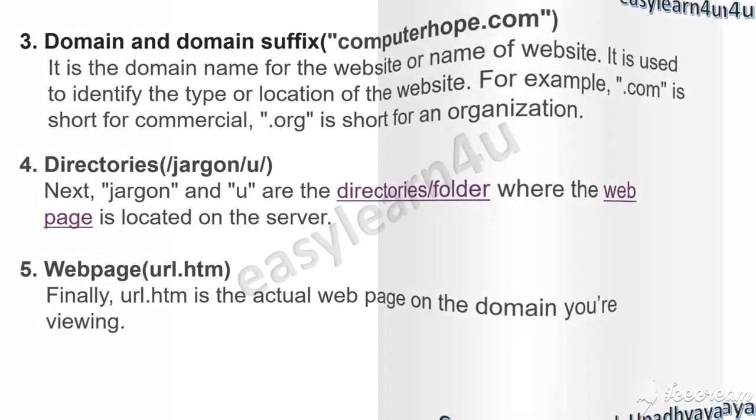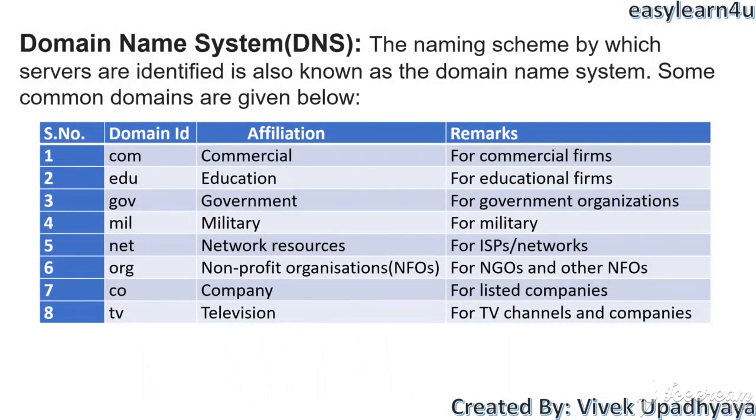Now let's have a look at DNS, domain name system. It is a naming scheme by which servers are identified, also known as domain name system or DNS. So some DNS are .com for commercial firms, .edu for educational firms, .gov for government organizations, .mil for military, .net for ISP network, .org usually for NGOs or other nonprofits, .co for listed companies, .tv for TV channels or companies.